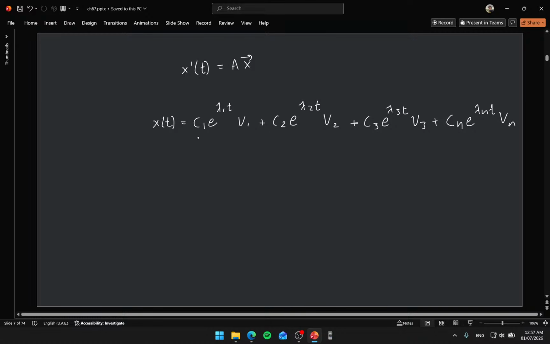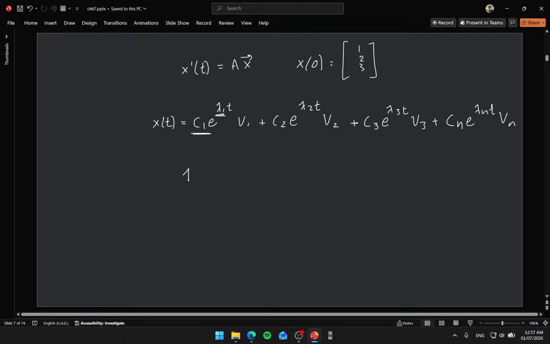So let's break it down step by step. C is just a constant. We can find it if the question gives us some initial condition. So let's say x of 0 equals 1, 2, 3. This way we can put 1, 2, 3 instead of x of t, and instead of t we can put 0 and find the c values, c1, c2, cn. So these are just constants, as we did before.